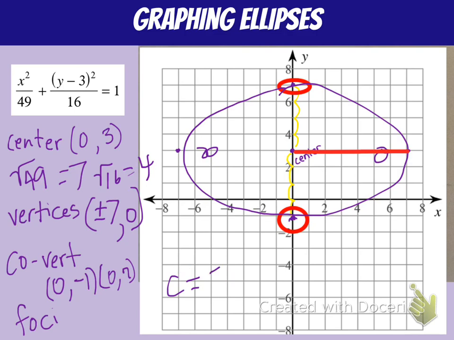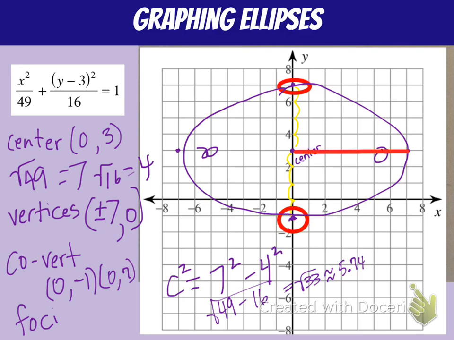C squared is equal to 7 squared minus, again, I can count that again up and down, but that is 1, 2, 3, 4, minus 4 squared. So that's going to end up being 49 minus 16, and we will also need to take the square root of that. And when we solve that, we get the square root of 33, which is approximately 5.74.